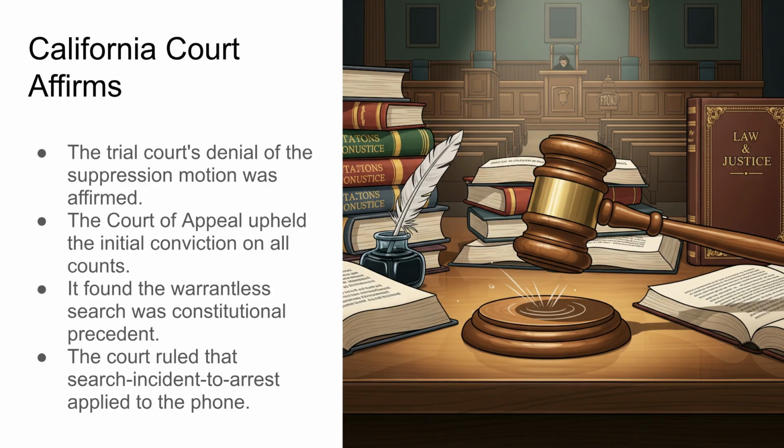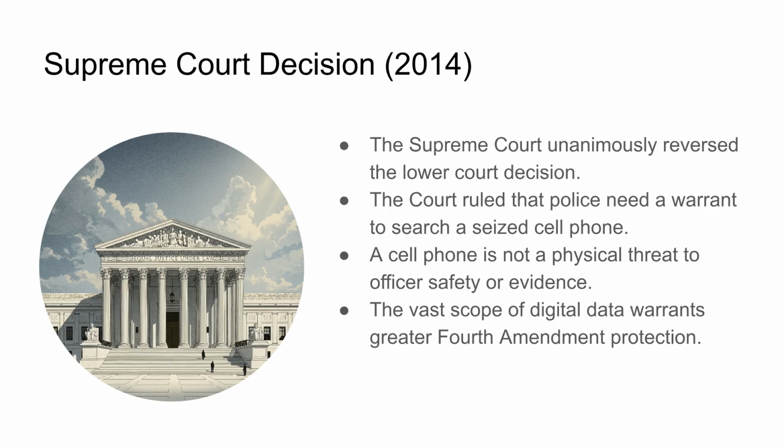The California Court of Appeal upheld the trial court's denial of the suppression motion, affirming the initial conviction. They ruled that the search incident-to-arrest precedent applied to the seized phone. In 2014, the Supreme Court unanimously reversed the lower court decision. The court ruled that police must obtain a warrant to search a seized cell phone due to the vast scope of digital data.